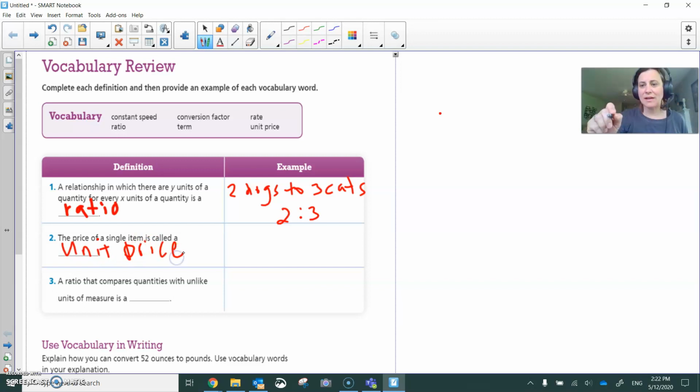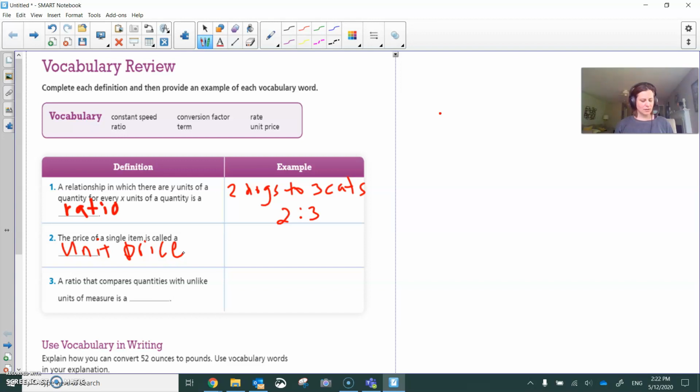How much would it cost to buy one of them? And then you multiply it by how many you're buying for the total cost. So like in the answer key, it says the unit price of juice boxes that come in a package of 8 for $2 is 25 cents per juice box. So for one juice box.